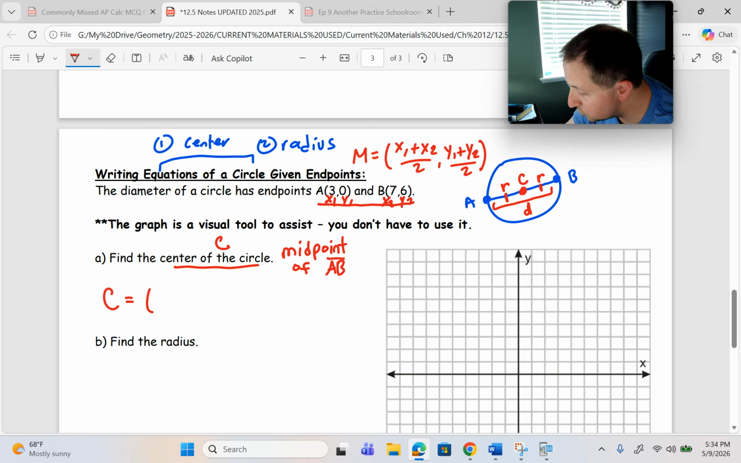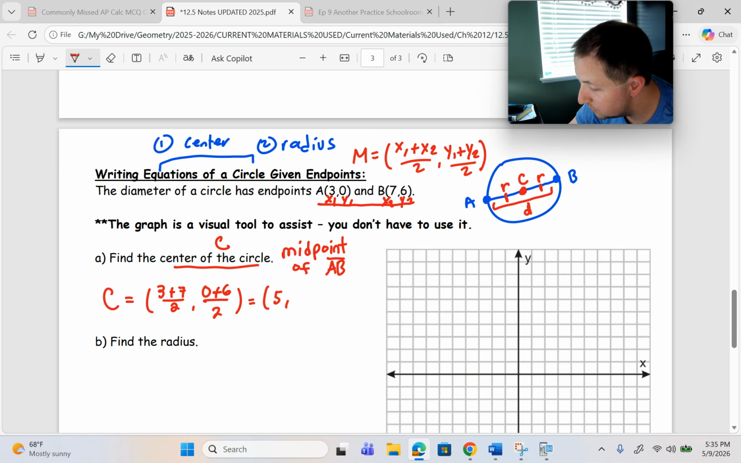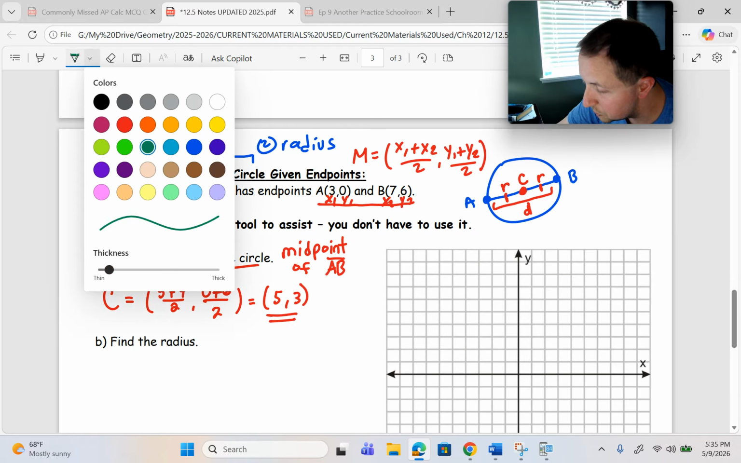I'm going to add the x coordinates, 3 plus 7. I'm going to divide that by 2. And then 0 plus 6. Remember, we're adding them, not subtracting them. 0 plus 6 divided by 2. 7 plus 3 would be 10. 10 divided by 2 is 5. 6 plus 0 is 6. 6 divided by 2 is 3. So now I've got the center of my circle, which is at 5, 3.